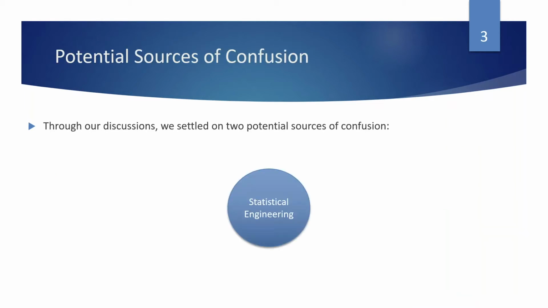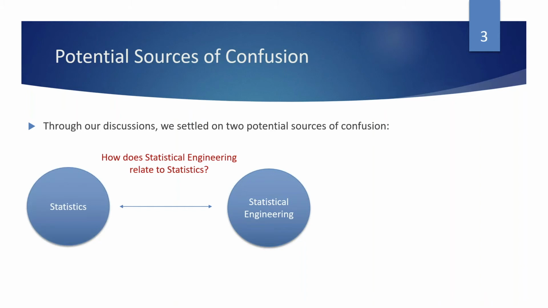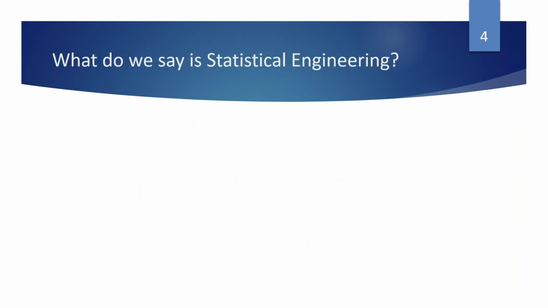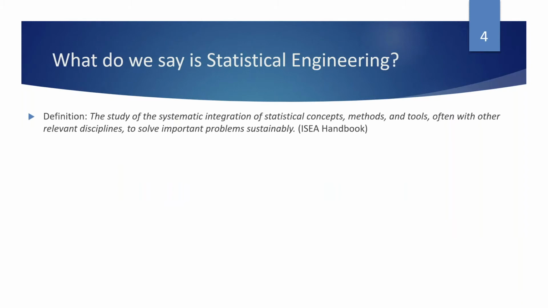Ultimately, we ended up converging on what we believe were the two primary sources of confusion, and that is, how does statistical engineering relate to statistics, and how does it relate to other analytic disciplines? So we'll be talking about each of those. But before we get into that, we obviously need to say, what do we currently say statistical engineering is? And for that, we'll go to the handbook, where we have the definition as given here.